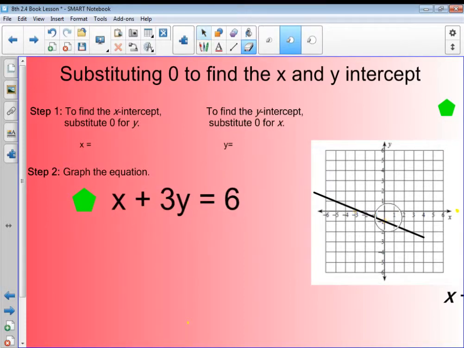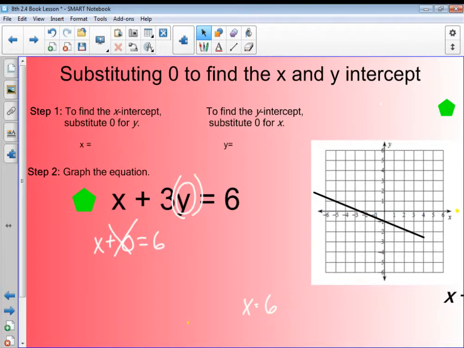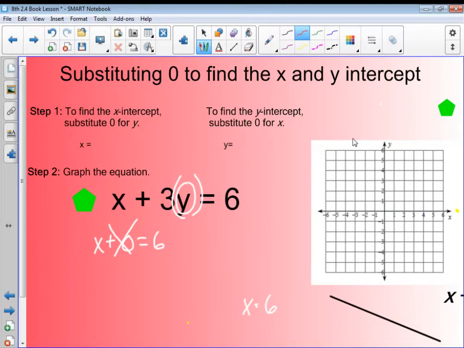Okay, so our first step is we're going to substitute in a 0 where we have either x or y. So I'll substitute in my 0 where my y is. So we put a 0 in here. So we have x plus 3 times 0 is 0 equals 6. Well, this is now canceled out because we could say minus 0. It's still going to give us 6. So our x-intercept equals positive 6. So we're going to put a dot on our positive 6 on our x-intercept.